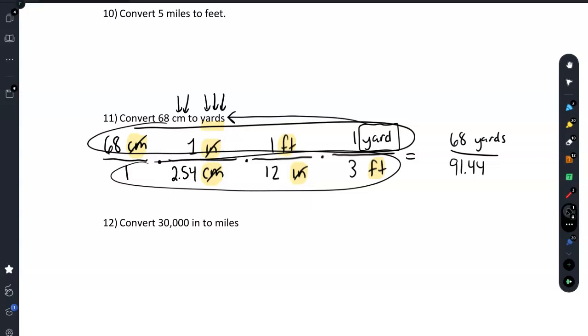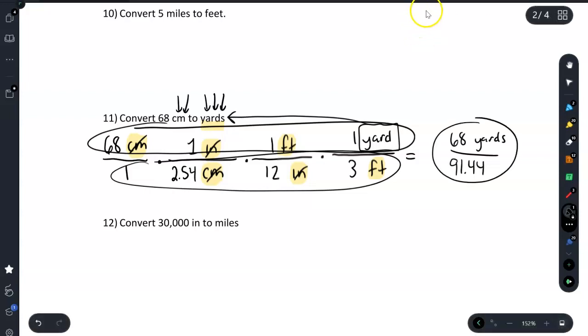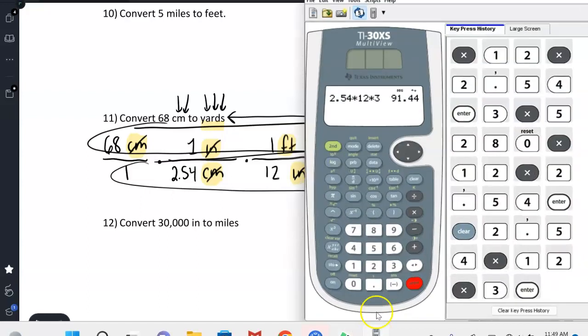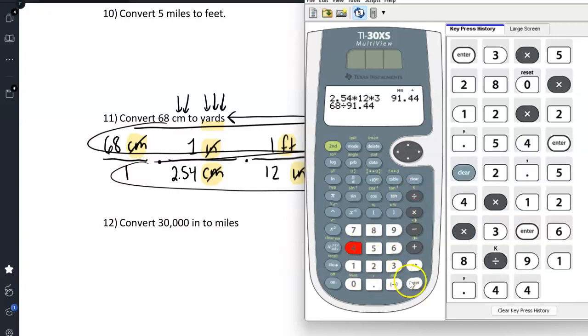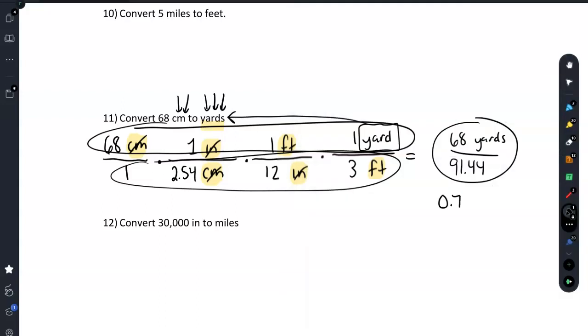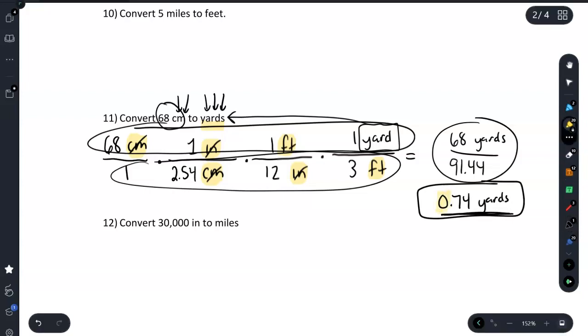And now I don't have my answer yet. I need to actually do this division. So the denominator is not always 1. In this case, it's not. So I just have 68 divided by 91.44. Press enter. I get 0.7436, and if I'm rounding this to 2 decimal places, 0.74. So I have 0.74, and that would be yards. So 68 centimeters is 0.74 yards, so not quite an entire yard would be 68 centimeters. Sorry for erasing that.